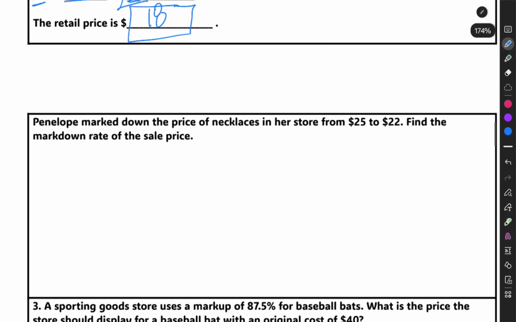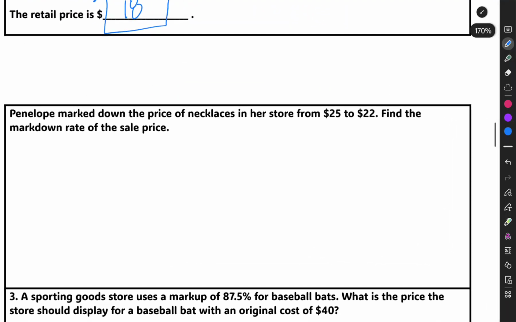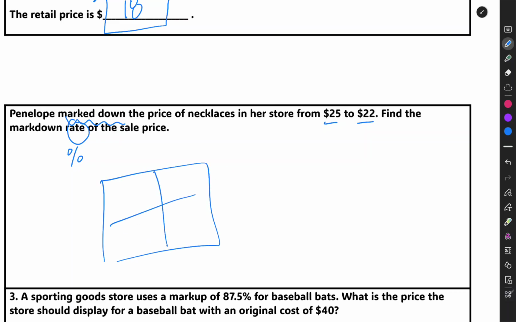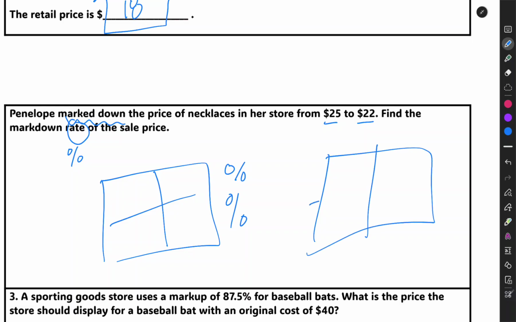Alright, here we have Penelope still, and now she's marking down the price of necklaces in her store from $25 to $22. They want us to find the rate, which is the percent here. So, once again, we can use both methods to find this answer.